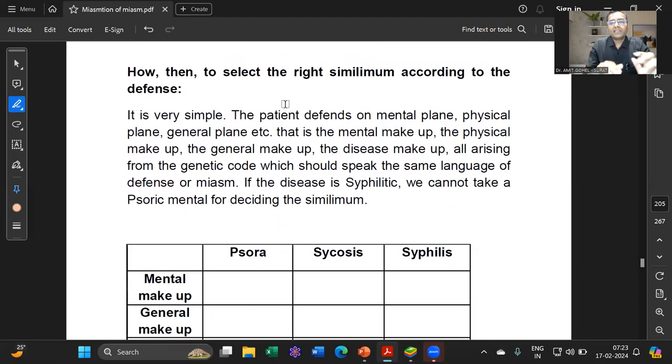So how then to select the right similimum according to the defense? It is very simple. The patient depends on a mental plane, physical plane and the general plane, that is the mental makeup, the physical makeup, the general makeup. The fourth one is the disease makeup, all arising from the genetic code, which should speak the same language of the defense or the miasm. If the disease is syphilitic, we cannot take a psoric mental for deciding the similimum.